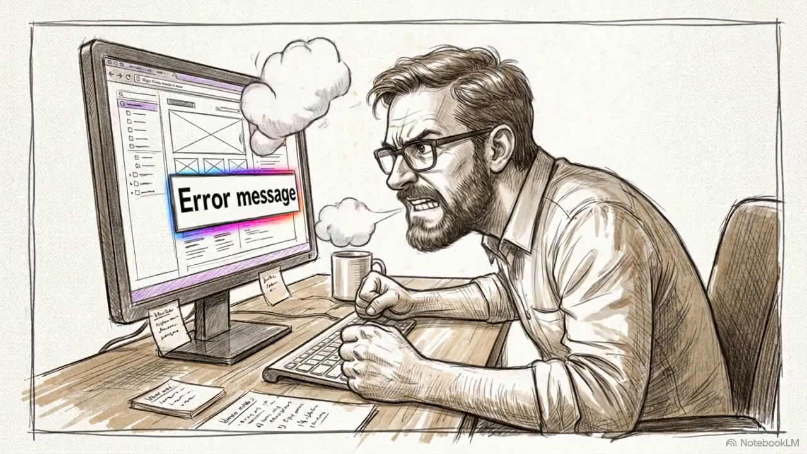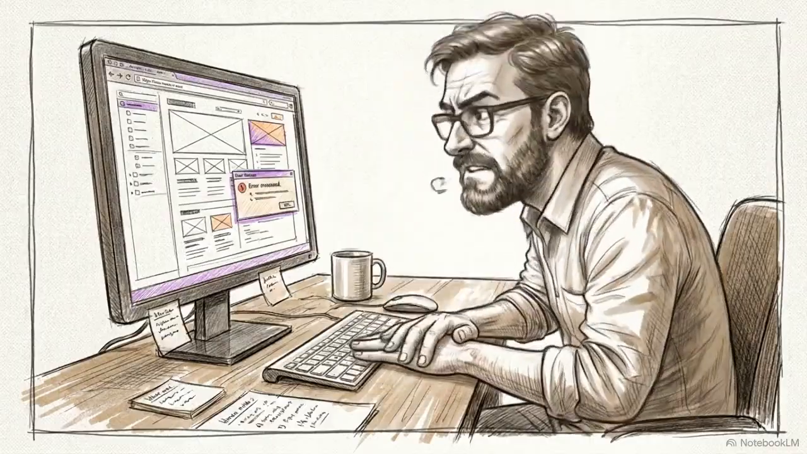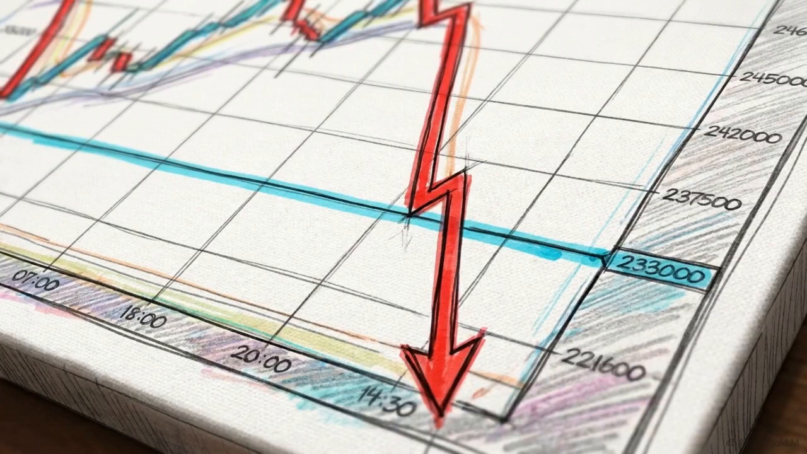You find a perfect support level. You place your trade, you watch the price drop right to your line, and then break right through it, stopping you out just before it reverses and runs to your target without you.